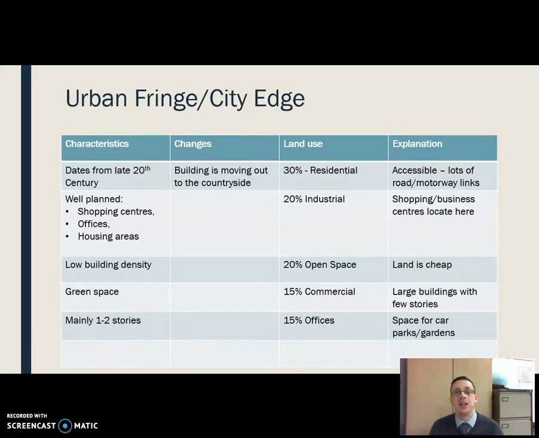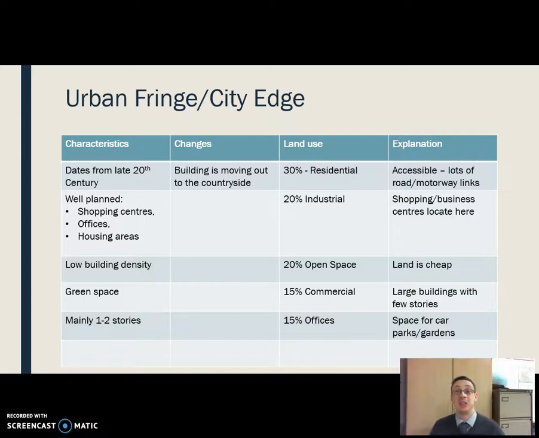Now the next area, urban fringe, city edge, this is where we're going to start to see a lot more housing appear. So we're talking late 20th century, and one of the big things here is there's been a real defined plan. These areas haven't just been built organically. It's not just like adding block on block on block. Somebody has sat and planned this whole area out. We see shopping centres, we see office areas, we see housing areas. Building density is low. We plan to keep them separate. We put in green space and we keep the buildings small.